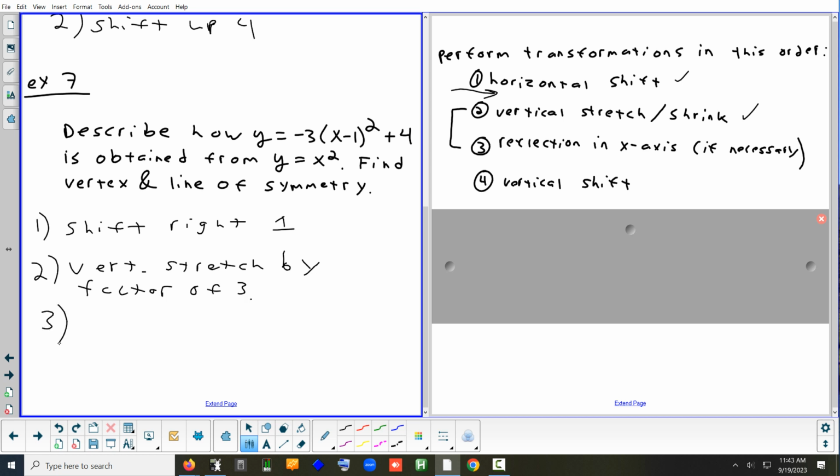Okay. Now we look for any reflections. We have a reflection. What tells us that we have a reflection? The negative in front of the 3. Yep. So there's nothing to do for step 3 other than to write down reflection over the x-axis.